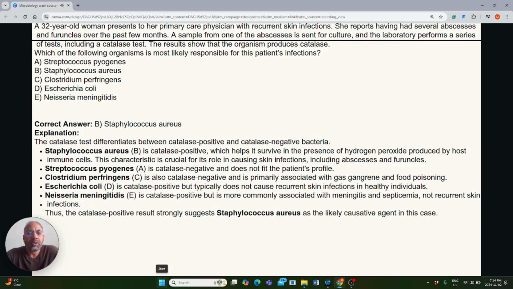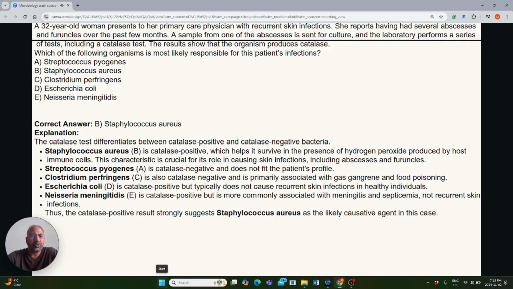So here, what does this indicate? The most important point mentioned is the catalase positive. Right, so the organism is producing catalase. That means it is a catalase positive organism. When it is a catalase positive organism, straight away our diagnosis is Staphylococcus. And then there are other features which also point towards Staphylococcus, which are the recurrent skin infections and then associated with fever and abscesses and furuncles, and all of these are indicative of a staph infection.